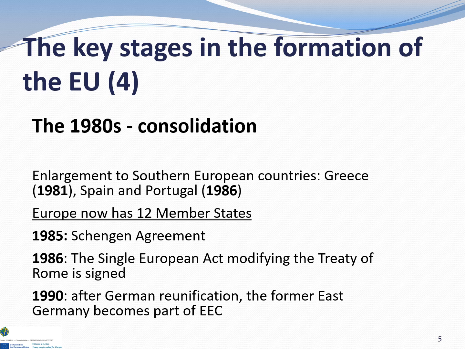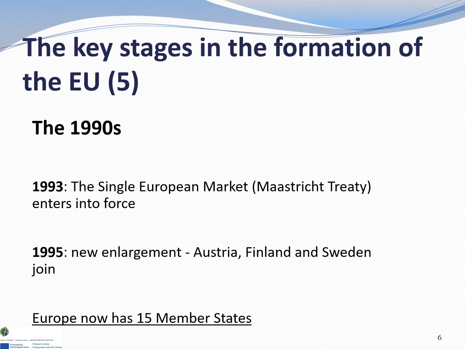In 1986, the Single European Act entered into force, modifying the Treaty of Rome. In 1990, after the German unification, the former East Germany becomes part of the European communities. In 1993, the Single European Market entered into force, and in 1995, we have a new enlargement. Austria, Finland, and Sweden joined the European Union. Europe now has 15 member states.